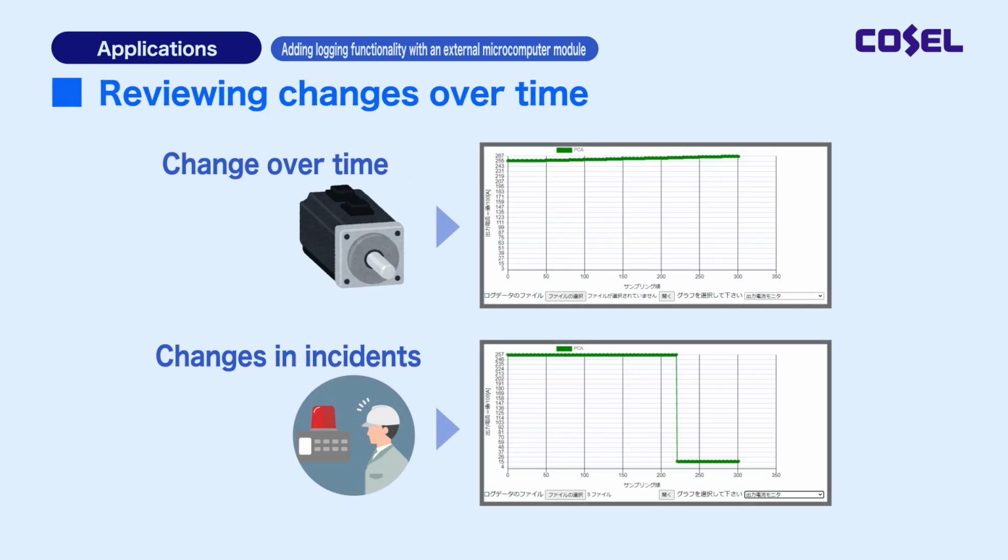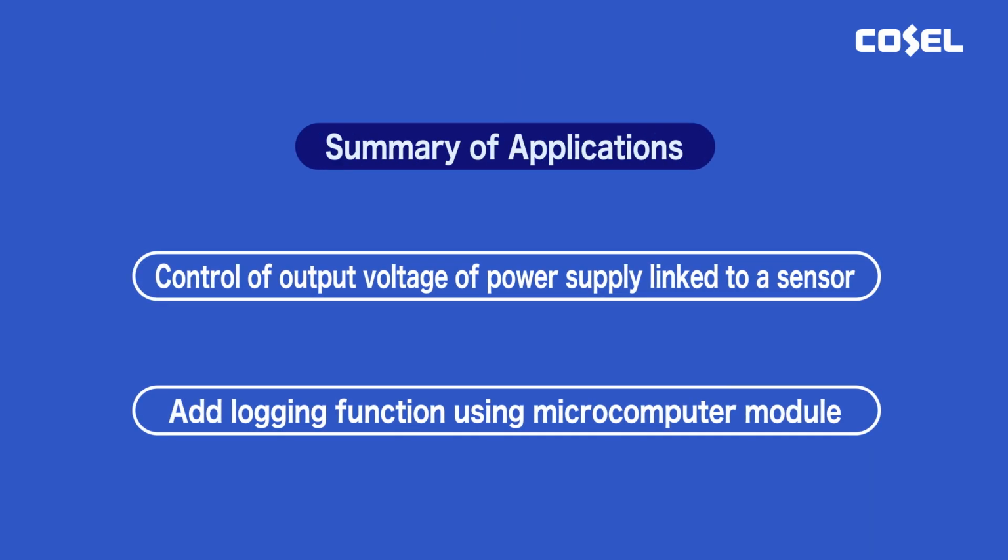Please use this technique to check the status of the equipment over time, or when a problem occurs. Try adding new functions or using them in ways never used prior by controlling the power supply directly from the controller, or by combining it with a microcomputer module.